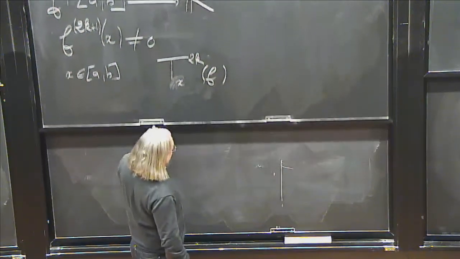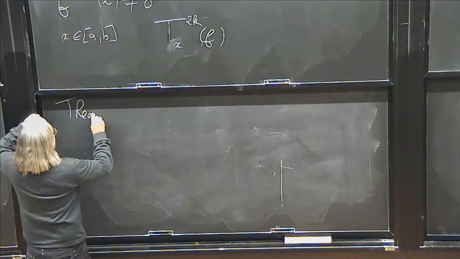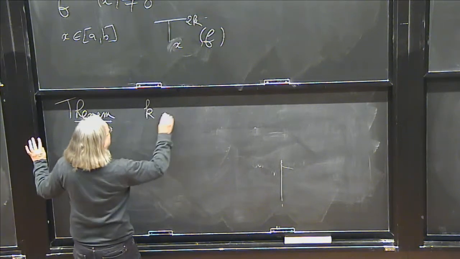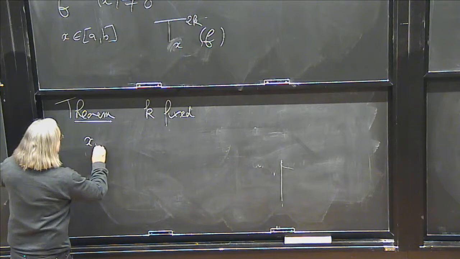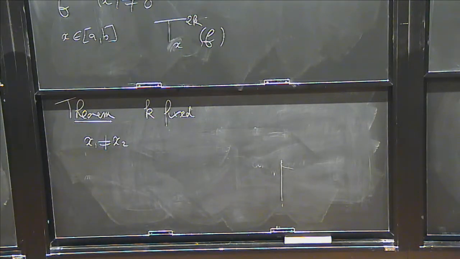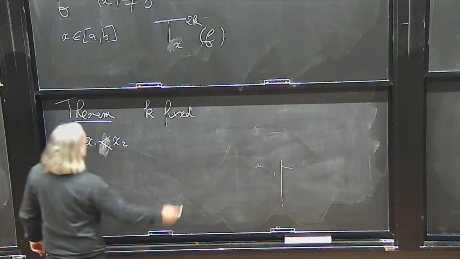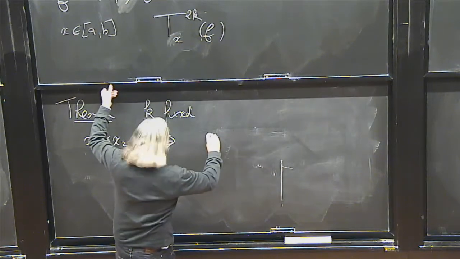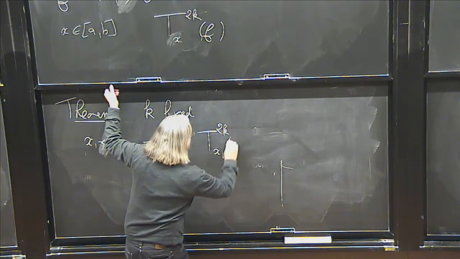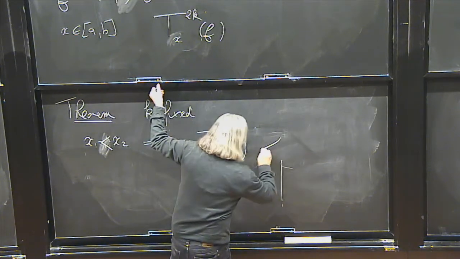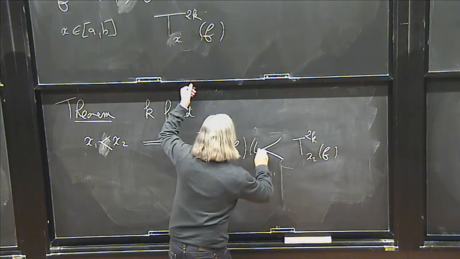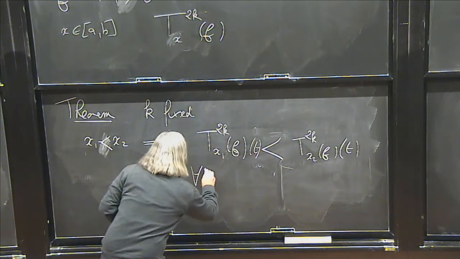So the theorem is, you have one polynomial for each x. Fixed k. K is fixed. The theorem is that if you take x1 different from x2, let's say x1 less than x2, then the Taylor polynomial of degree 2k at x2 of f minus the Taylor polynomial of degree 2k at x1 of f is positive, that is, the Taylor polynomial of degree 2k at x1 of f is strictly less than that at x2 for every t in R.